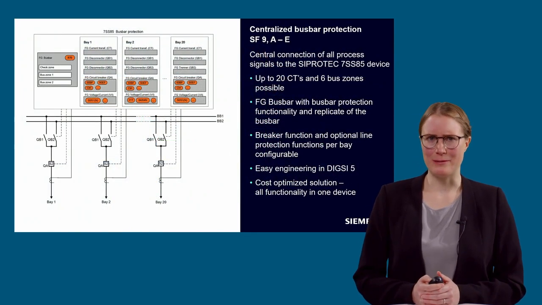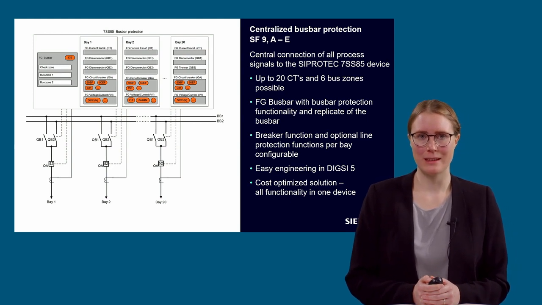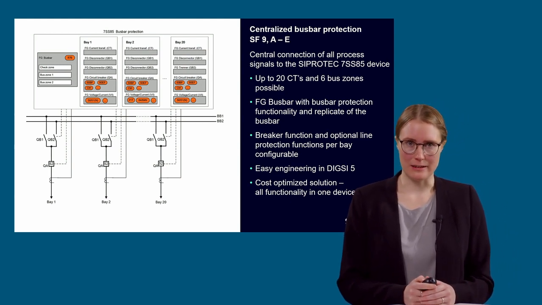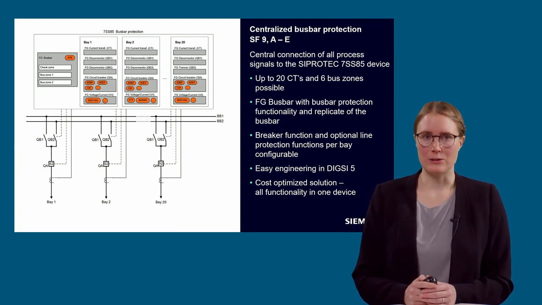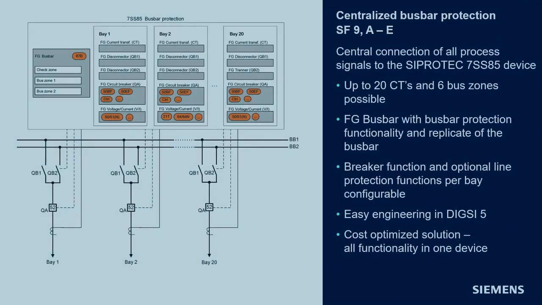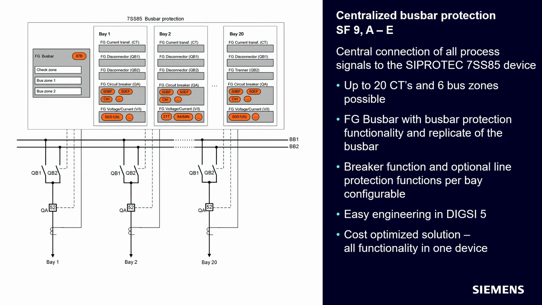Okay, now I want to dive a little bit deeper into each solution. This slide shows a single line diagram of a double busbar system with 20 bays. In this sketch, only 3 of them are drawn as an example. So typically, for the centralized approach here, the signals of the bays, that means the 2 disconnectors, the circuit breaker, and the current transformer, are directly connected to the 7SS85. Of course, enough current inputs must be available in the device. So with up to 20 bays, the device is a big one.